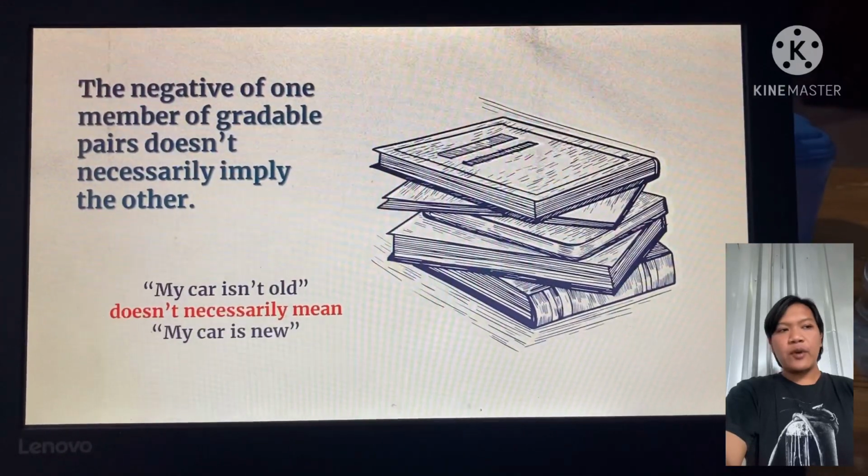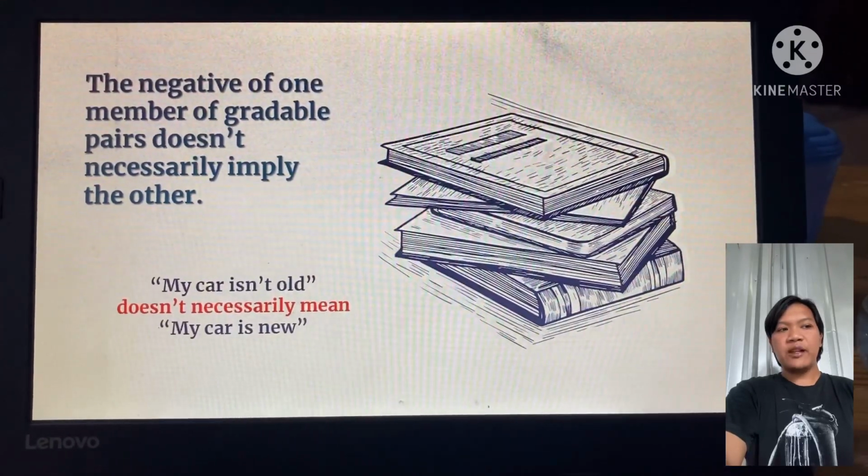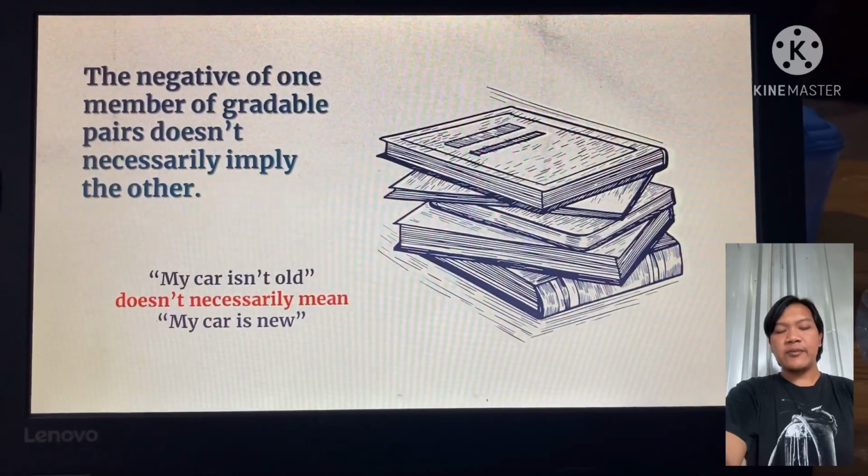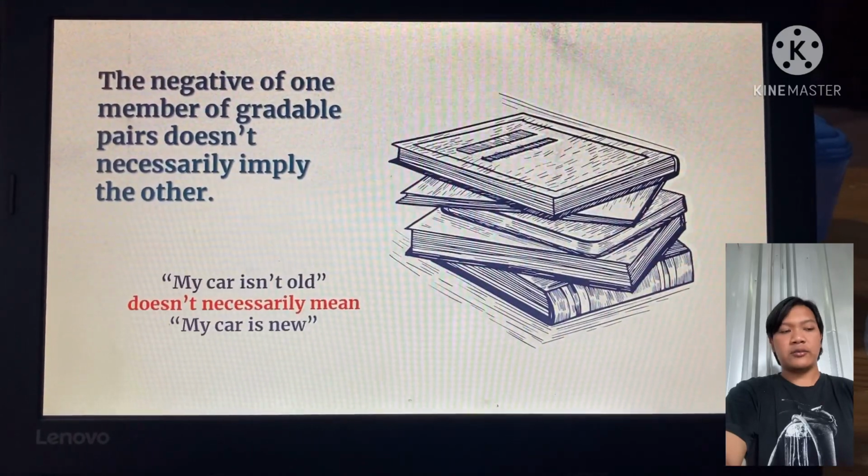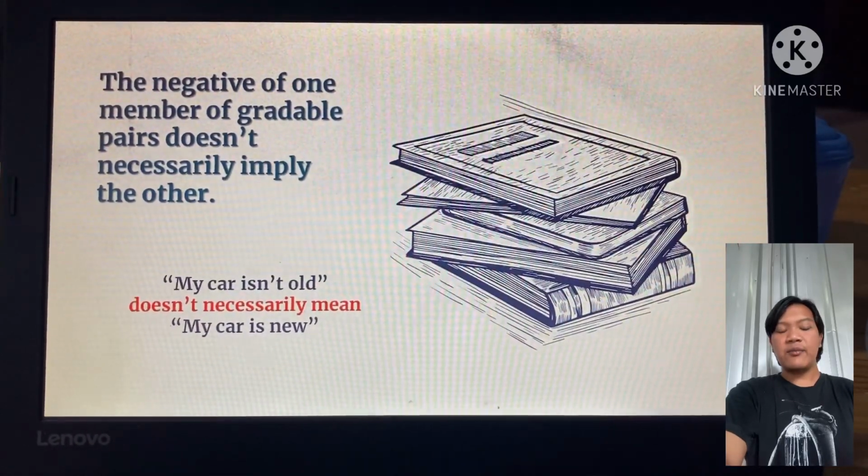And the next, the negative of one member of a gradable pair doesn't necessarily imply the other. My car is not old doesn't necessarily mean my car is new.